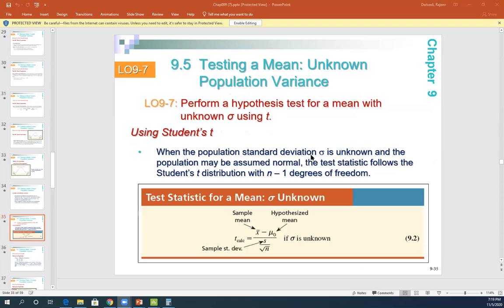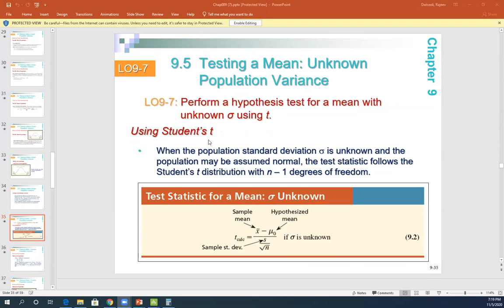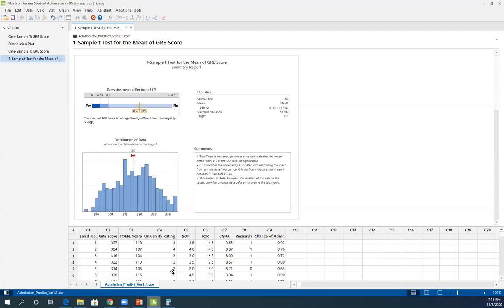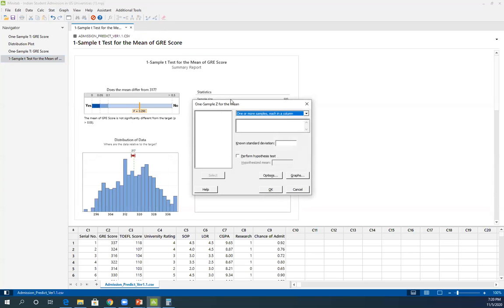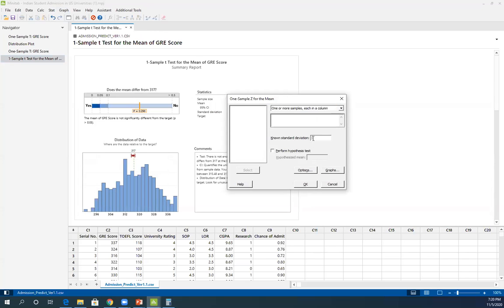So, when do we use a t-test? When we don't know the sigma, the population standard deviation, then we use it. If we know the population standard deviation, we always use the one sample z-test. Look in here, you have to put the sigma value, or you can put the summarized data, but the population standard deviation is important here.